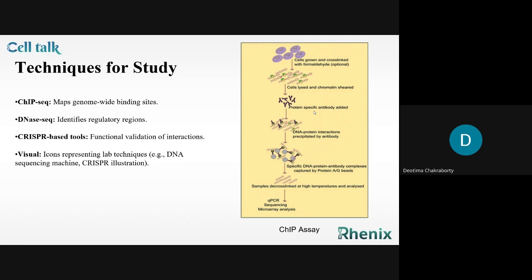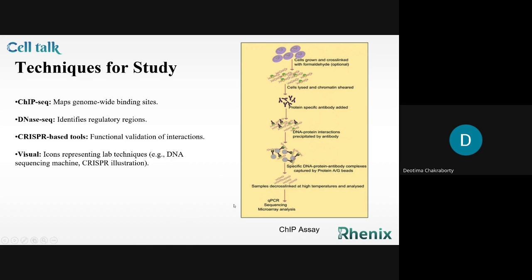For purification and reversal of cross-link, the DNA protein complexes are purified and the cross-links are reversed to uncover the DNA. In library preparation and sequencing, the extracted DNA is used to construct a sequencing library and is used in high throughput sequencing.